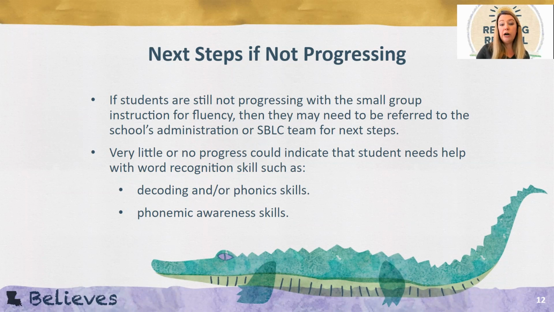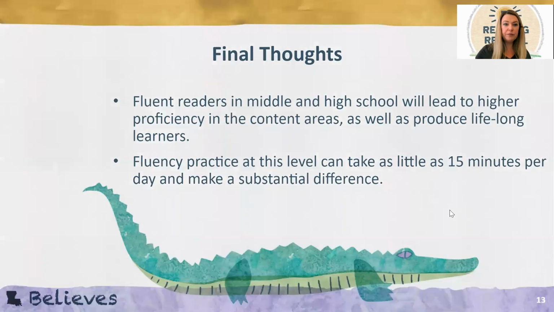Very little or no progress could indicate that students need help with word recognition skills, that lower strand in the rope, such as decoding or phonics skills, or maybe phonemic awareness skills even. And as a secondary reading teacher, you might not be versed in how to help those things, so they need to be aware of that. So they're helping develop those lower strand skills to become more proficient in the upper strand.